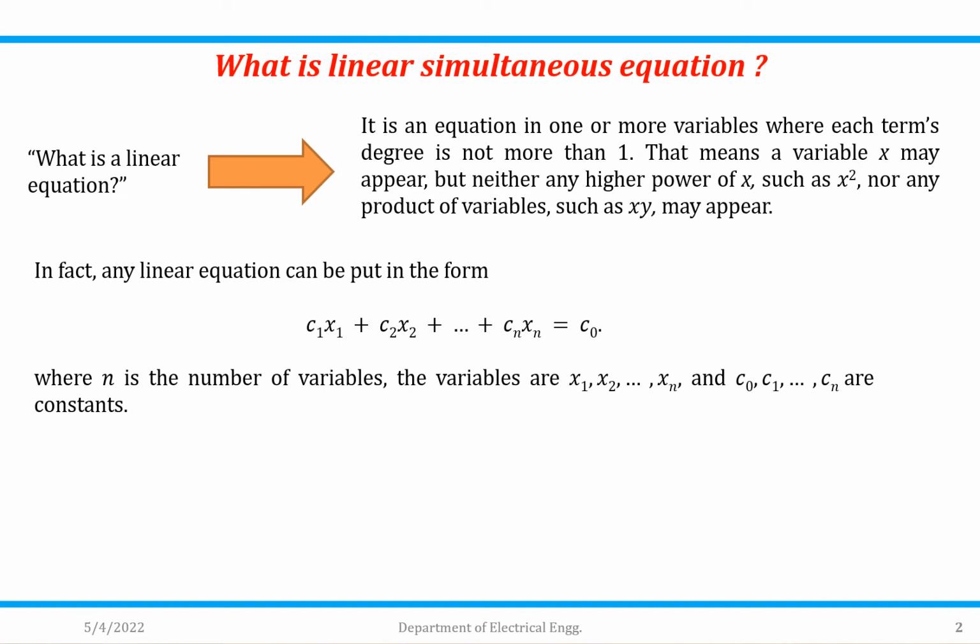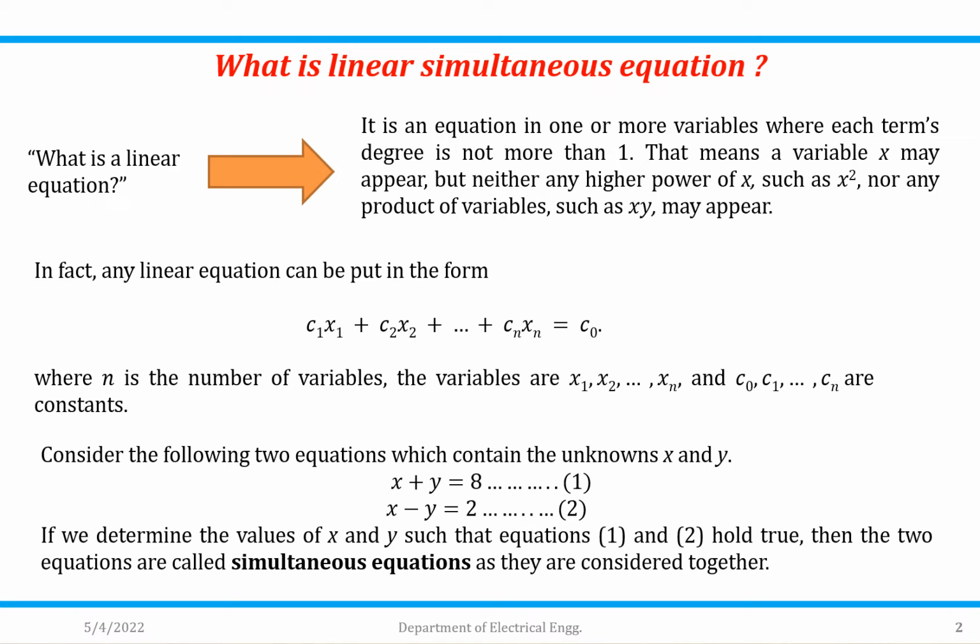In fact, any linear equation can be put in the form c1x1 plus c2x2 plus up to cnxn equal to c0, where n is the number of variables. The variables are x1, x2 up to xn and c0, c1 up to cn are constants. Let us consider an example which contains unknown values of x and y: x plus y equal to 8 and x minus y equal to 2. If we determine the values of x and y such that equation 1 and equation 2 hold true, then the two equations are called simultaneous equations as they are considered together.